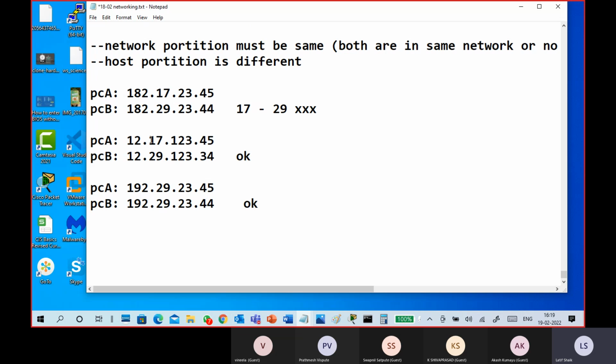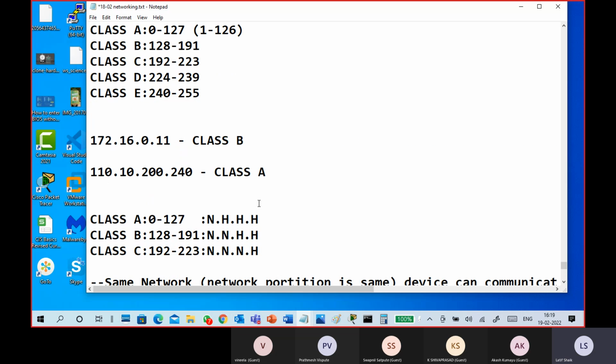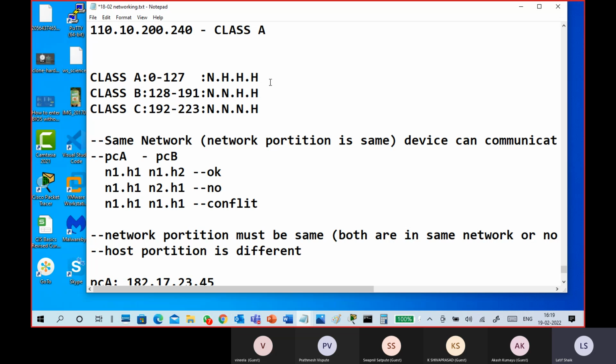If by mistake you configured it like this, this is 19 and this is 29, what to do? Change it. You have to plan properly. That's okay. Also, I'm giving the default subnet mask. This is the default subnet mask of a class.